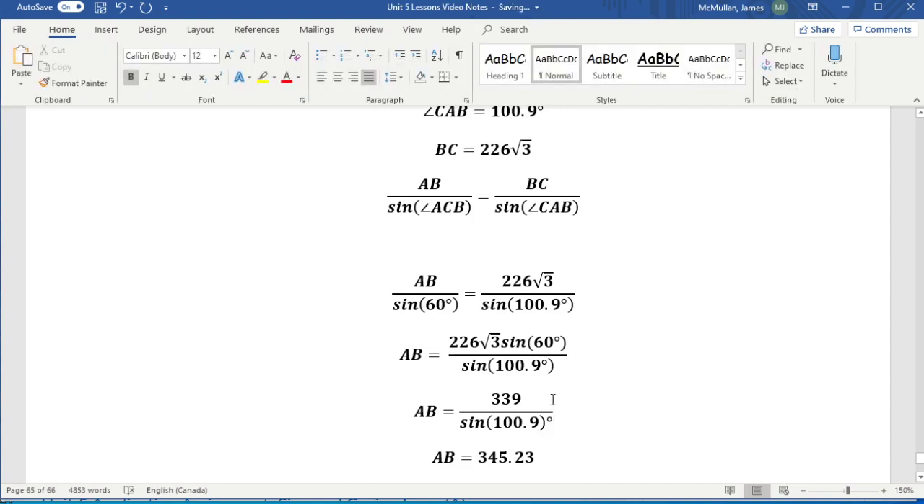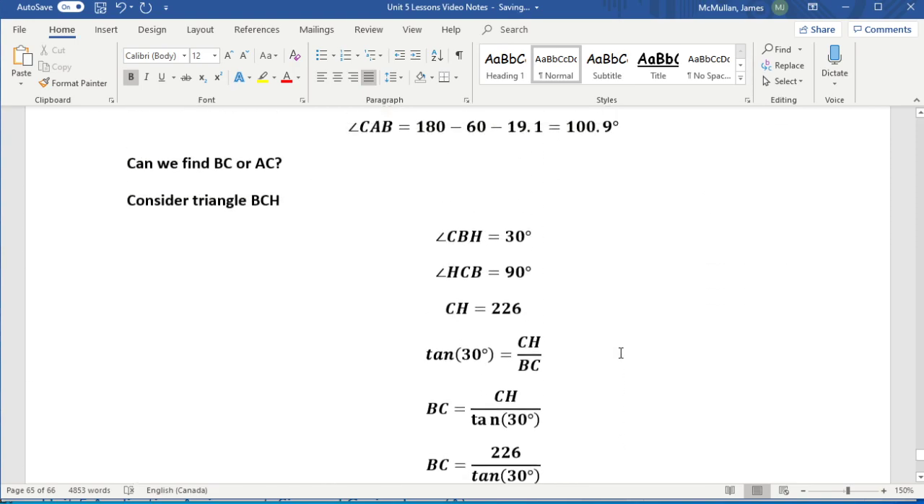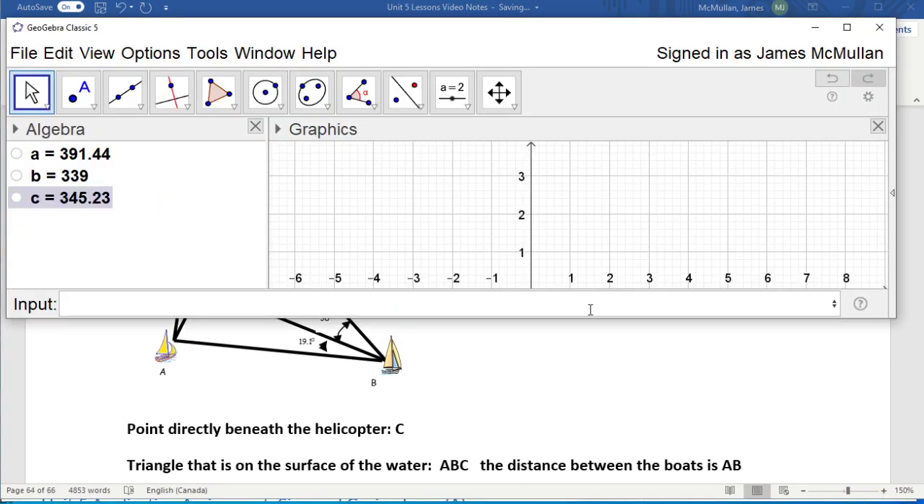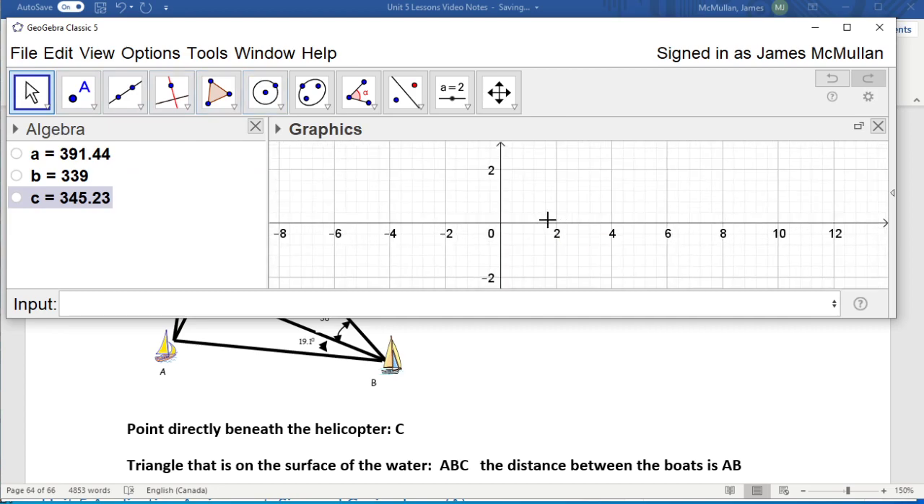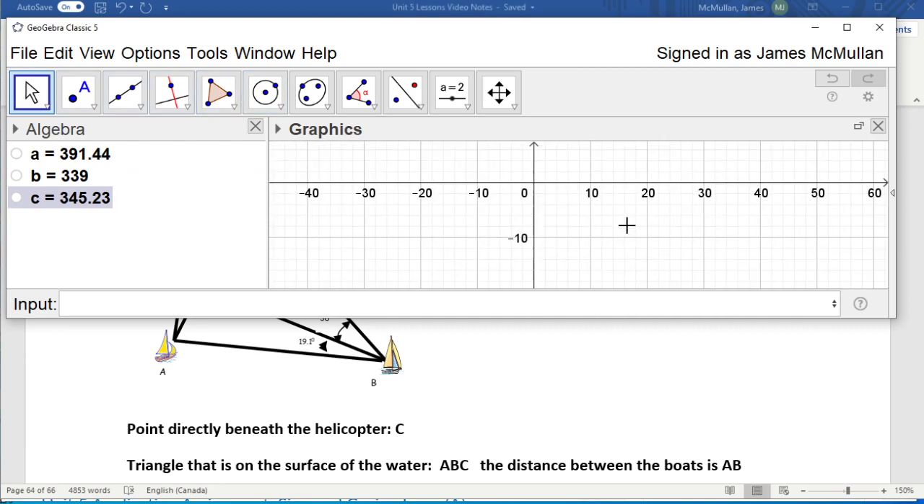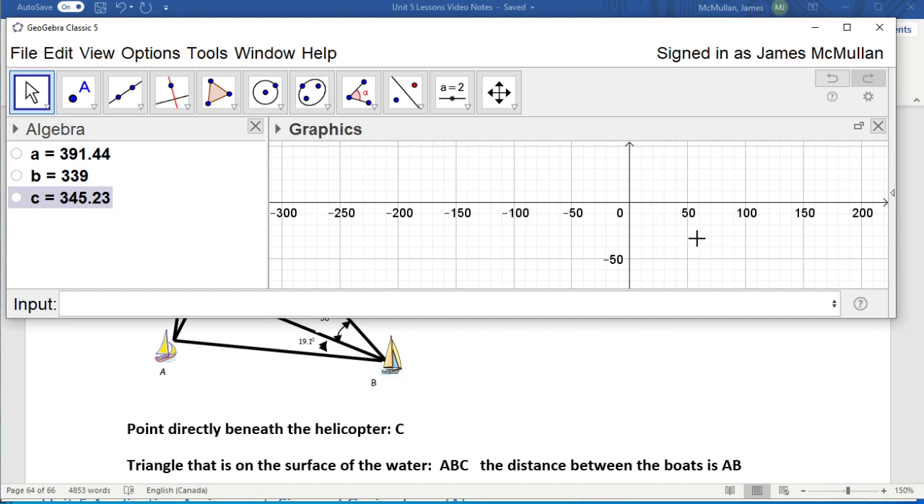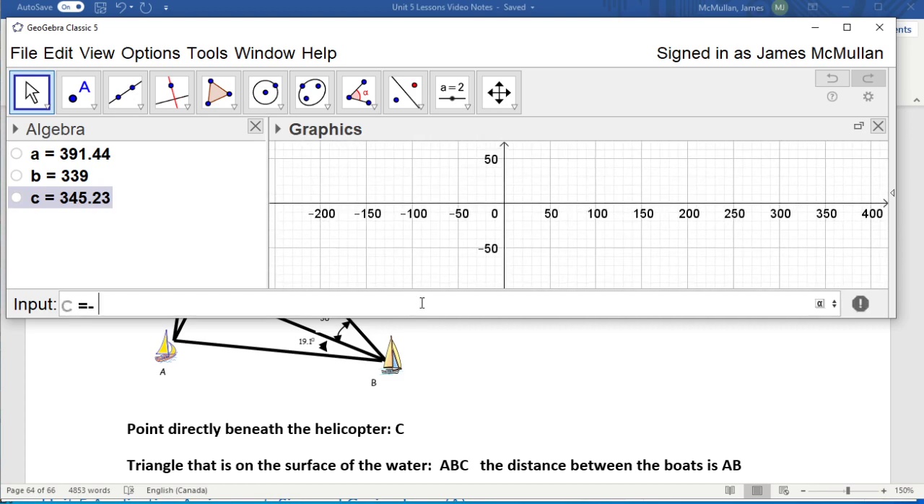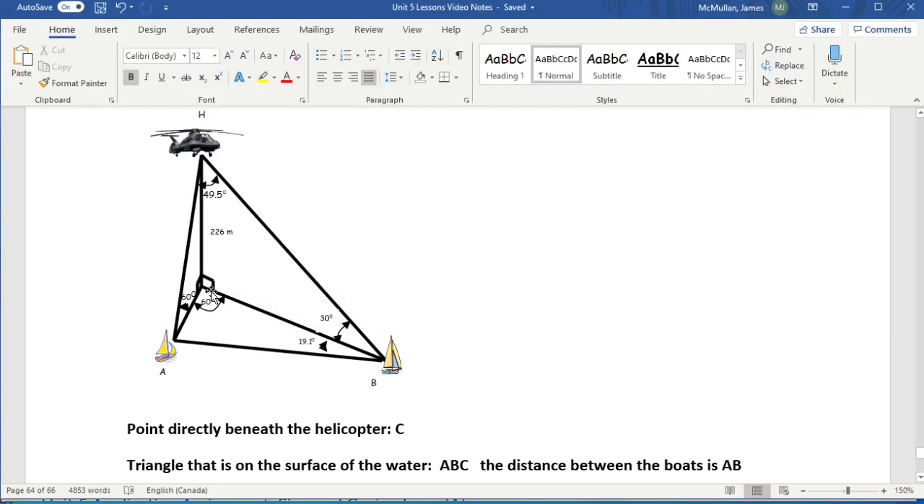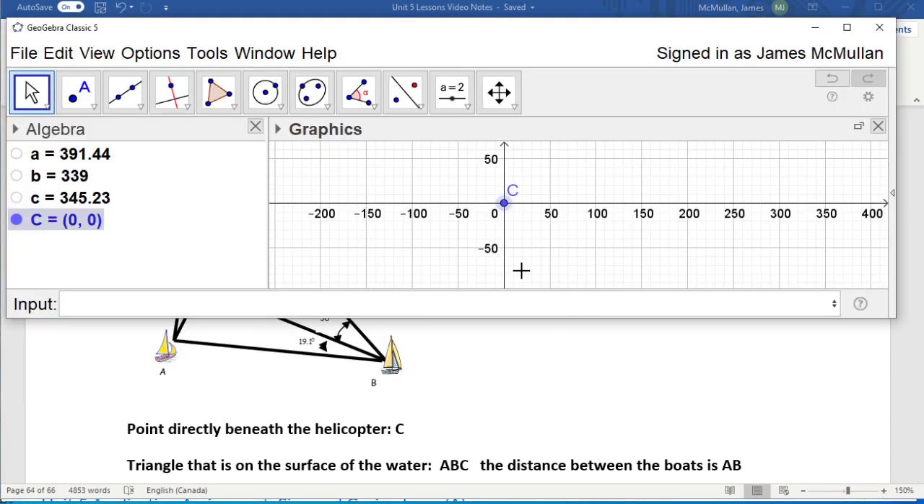Okay, so to check this one, what I suggest we do is let's draw the triangle on the surface of the water. So here's what I'm thinking. Let's zoom out quite a bit because obviously they're very far apart. So let's say point C is located at 0, 0. And then we know that point B is 226 root 3 away to the side. So point B will be 226 square root 3, 0. Okay, so there's point B.